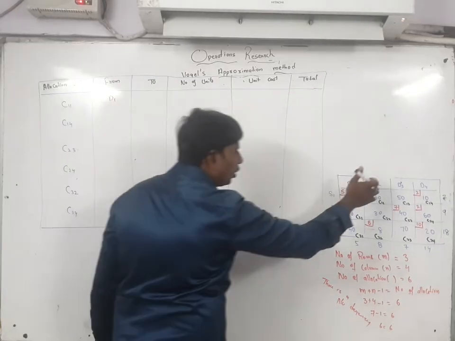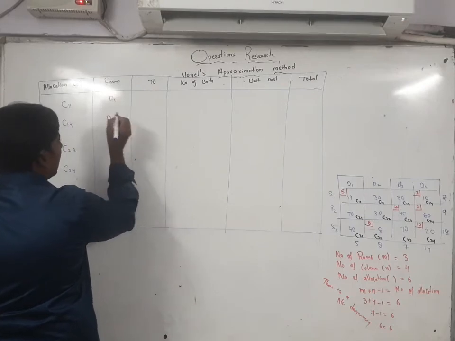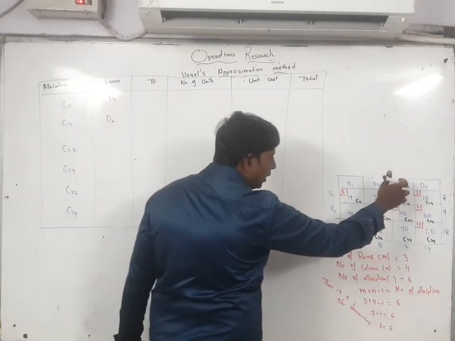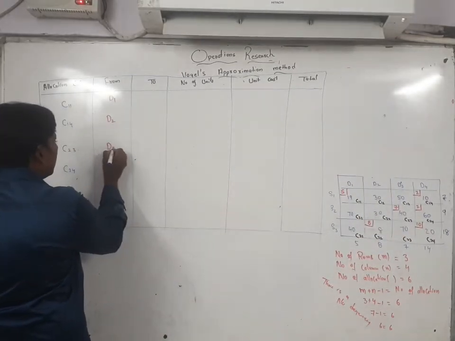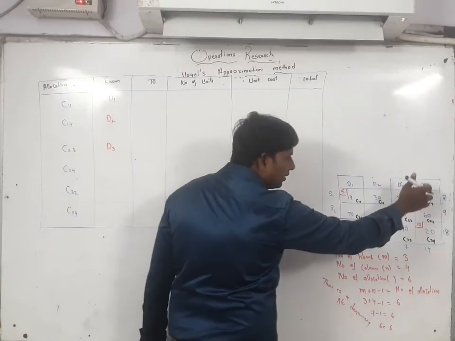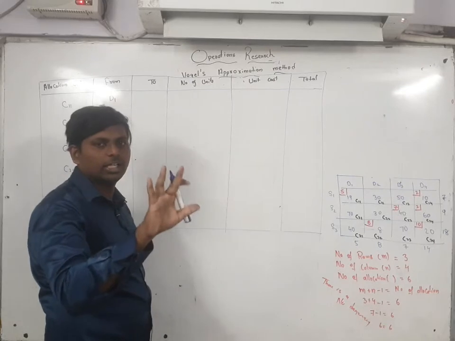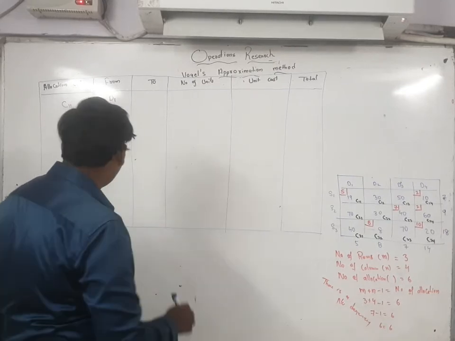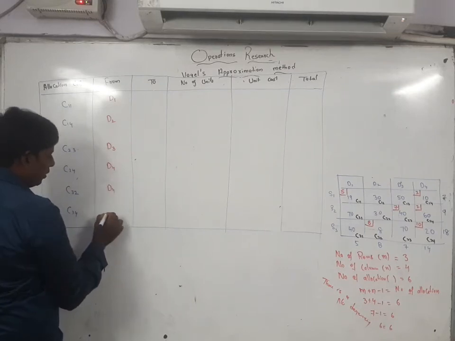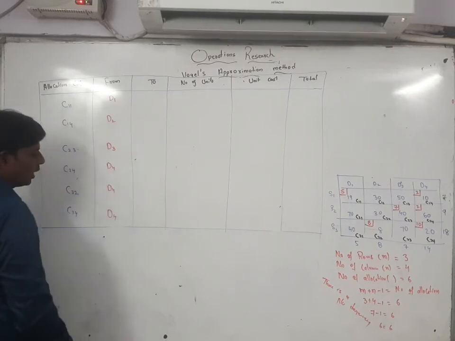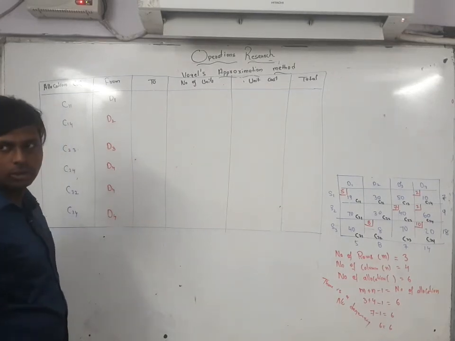Next one, in D2 how many allocations are there? One allocation is there. So here you can write the D2. Next one, in D3 how many allocations are there? One allocation is there. So here you can write the D3. But as you can see here, in D4, 1, 2, 3. How many allocations are there? 3 allocations are there in D4. So here I can write the D4. Here also I can write the D4, and here also D4, and this one is also D4.